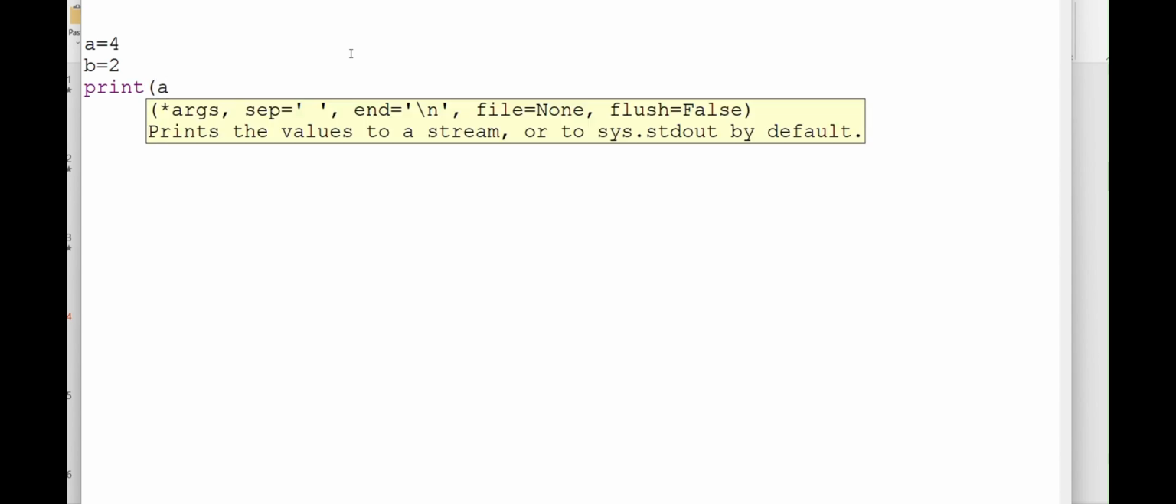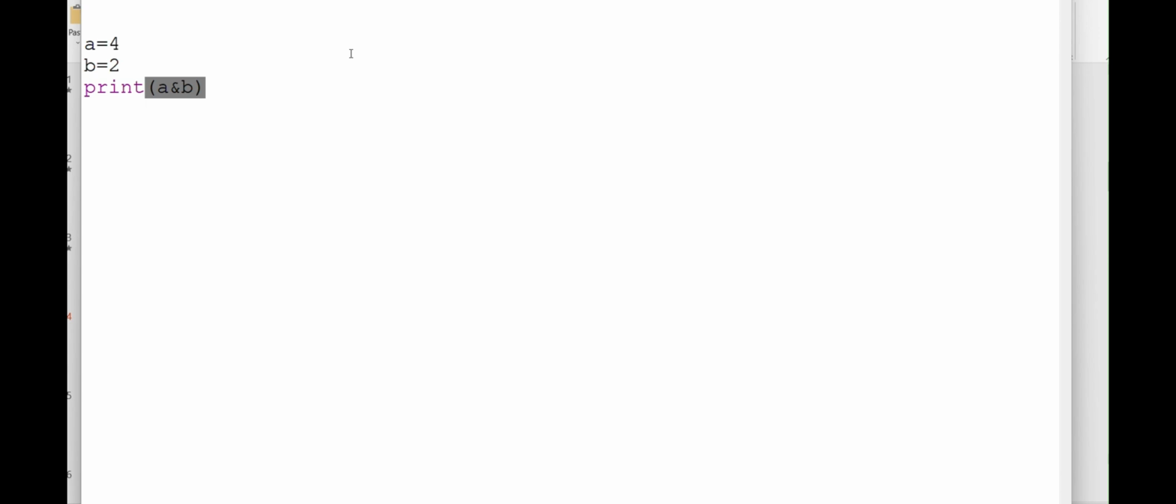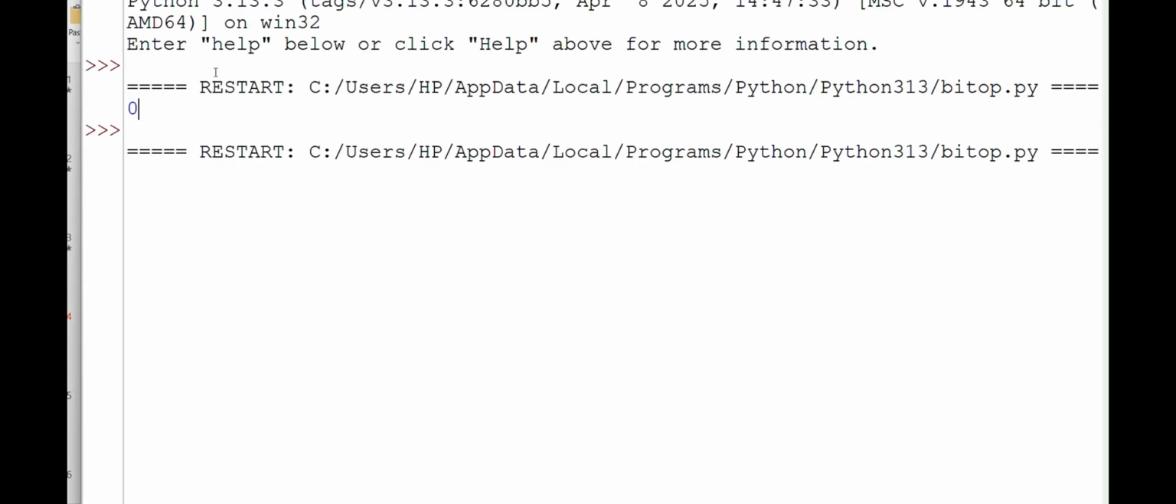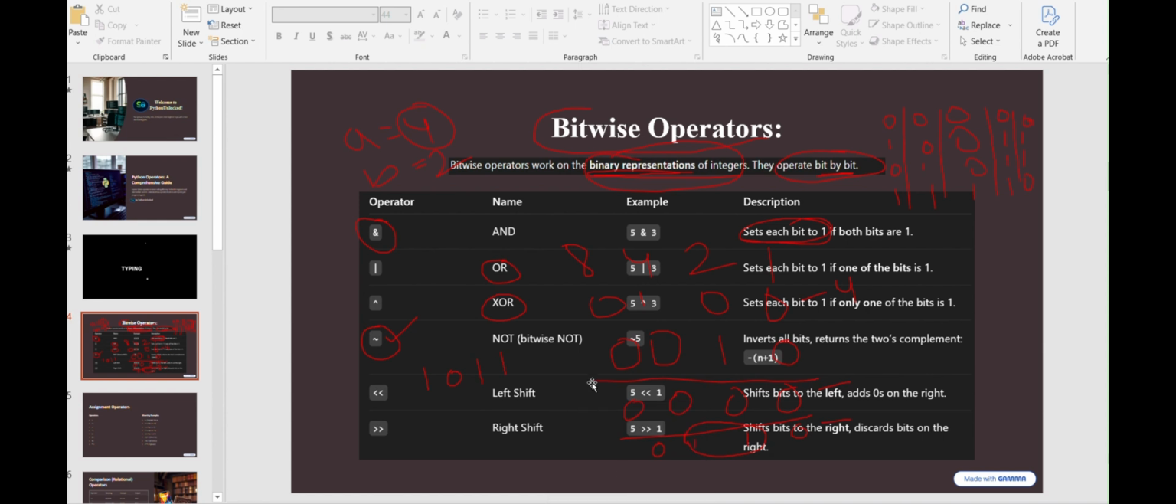Let's say I'm taking any variable a, I'm providing value 4, and another variable b, I'm providing value 2. Firstly I'm applying bitwise AND on that. Let's run this particular portion. So you can see what I'm getting over here. I'm getting 0, the way we were getting 0 when we tried to solve this manually as well. We were getting 0 when we were applying the bitwise AND.